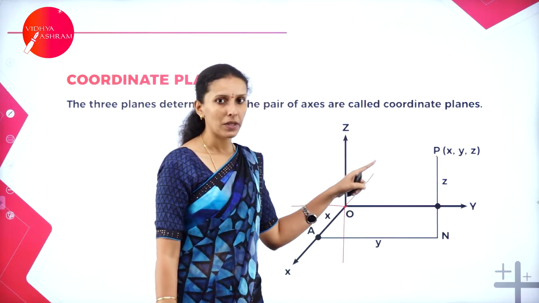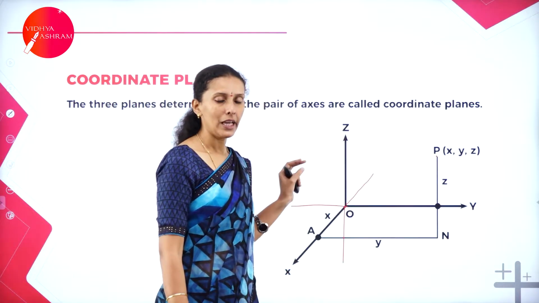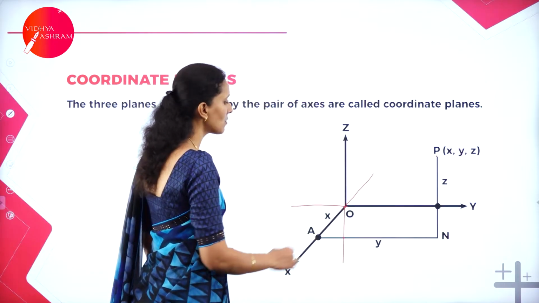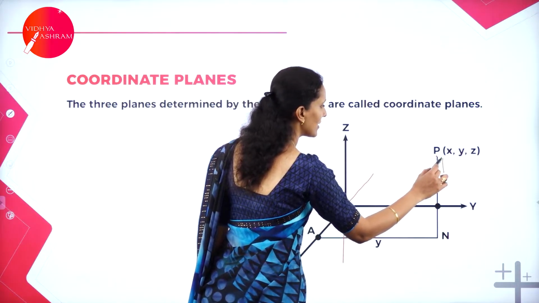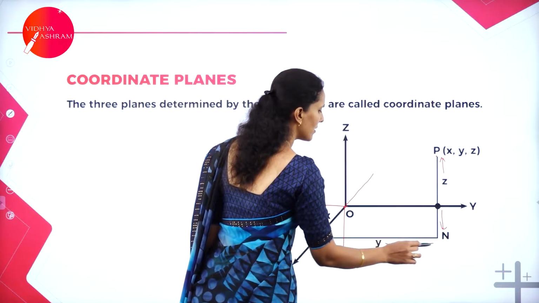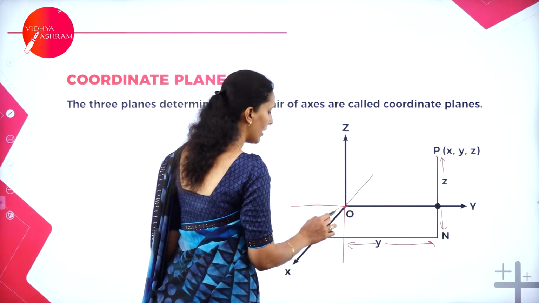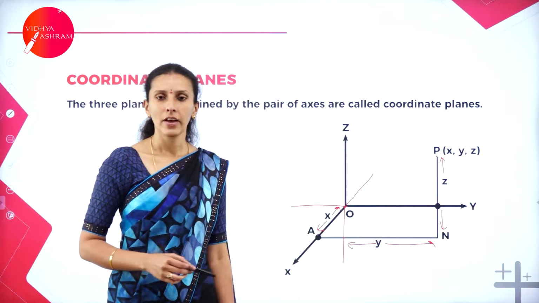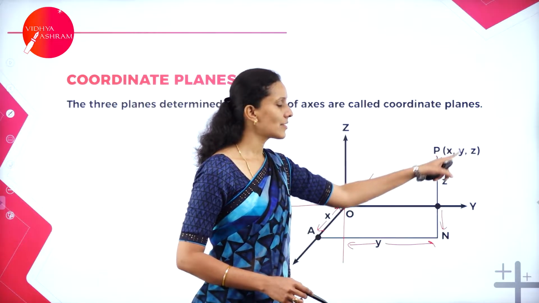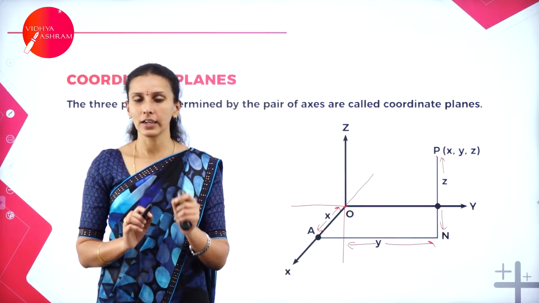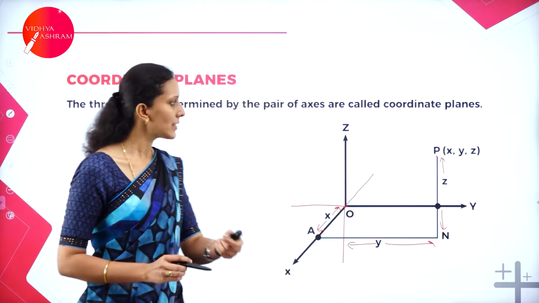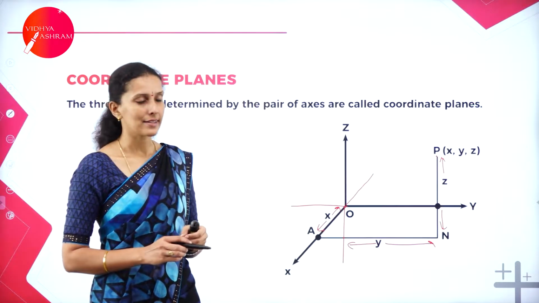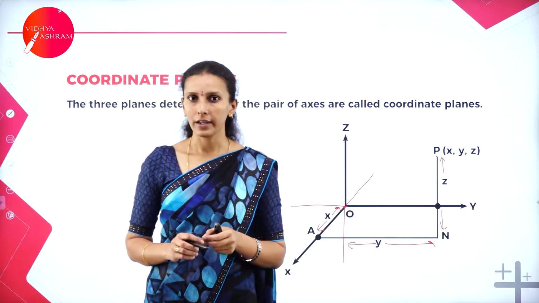Any point P on the plane here will be written using the coordinates in the form of x, y, z. This point P will be at a distance z, a distance y and a distance x from the x-axis, y-axis and z-axis respectively. These distances are mentioned in the form of the coordinates x, y, z. Therefore, the three planes determined by the pairs of axes are called coordinate planes.